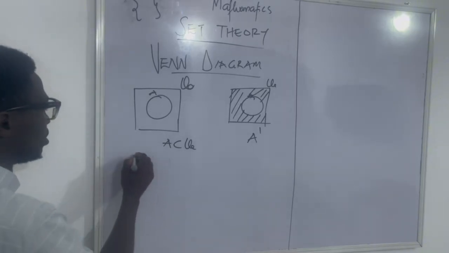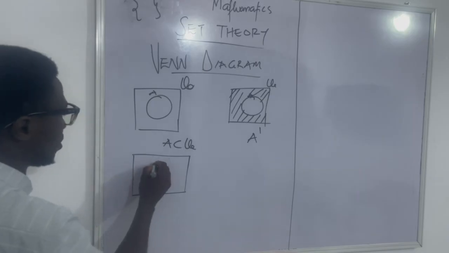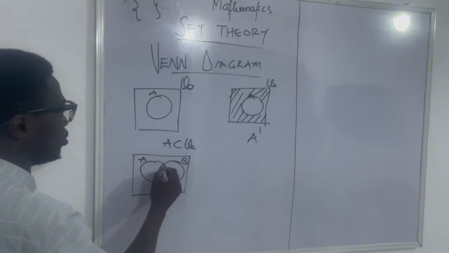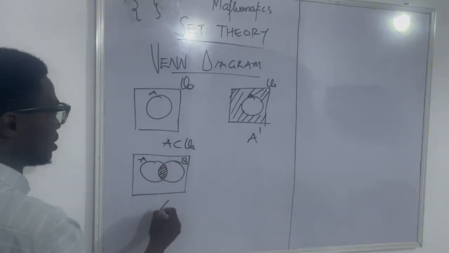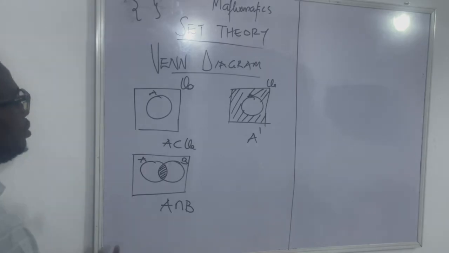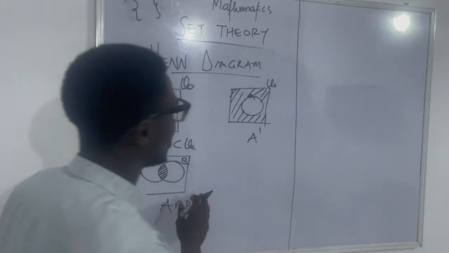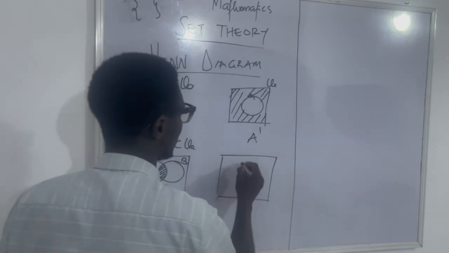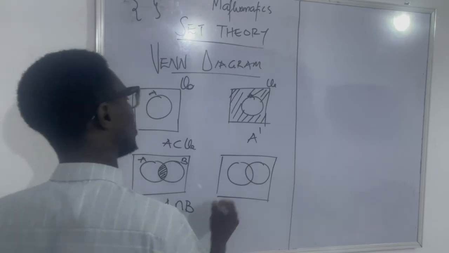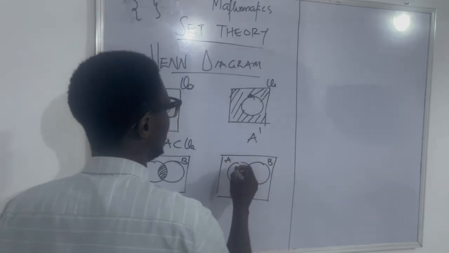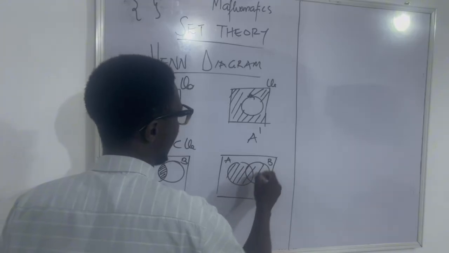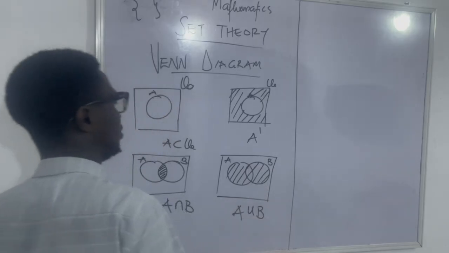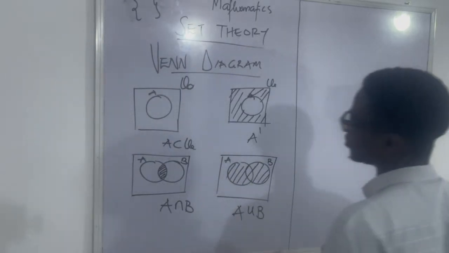So now let's talk about two sets. This A, this B. So the shaded part, that's A intersection B. It is the shaded part that we are bringing out. So let's say this is A, this is B. So typically this is A union B.